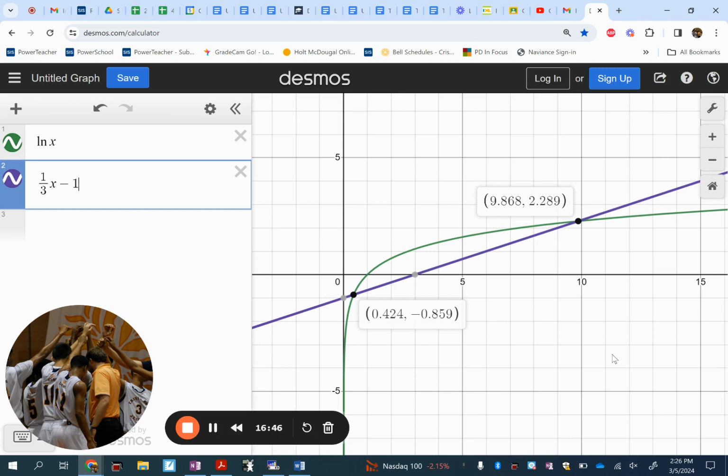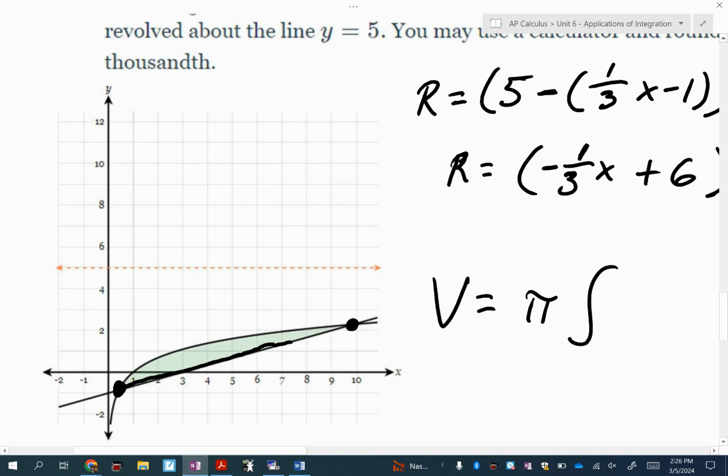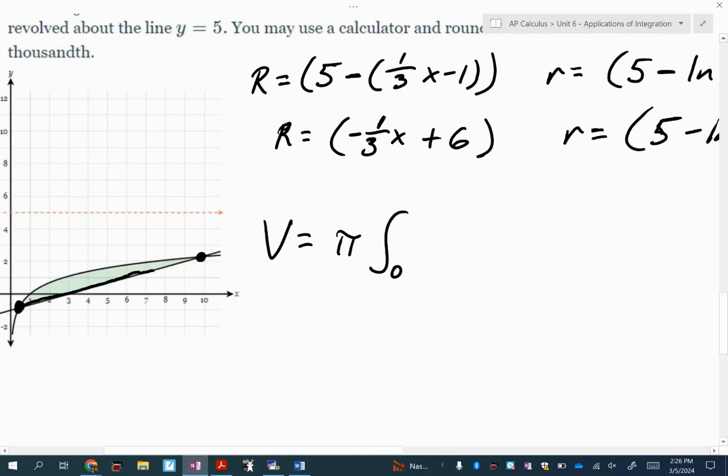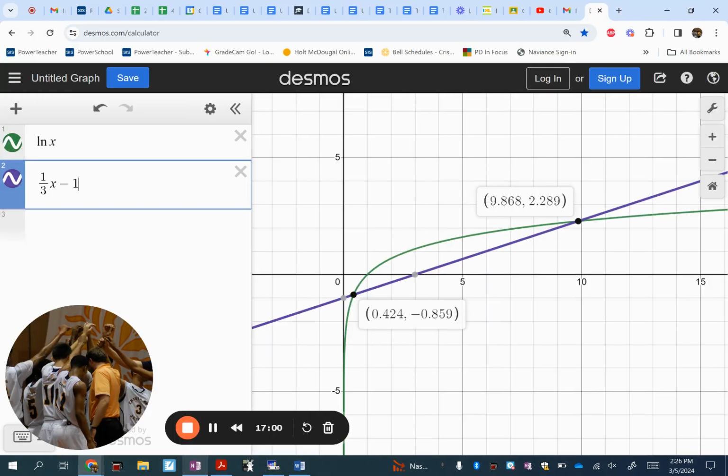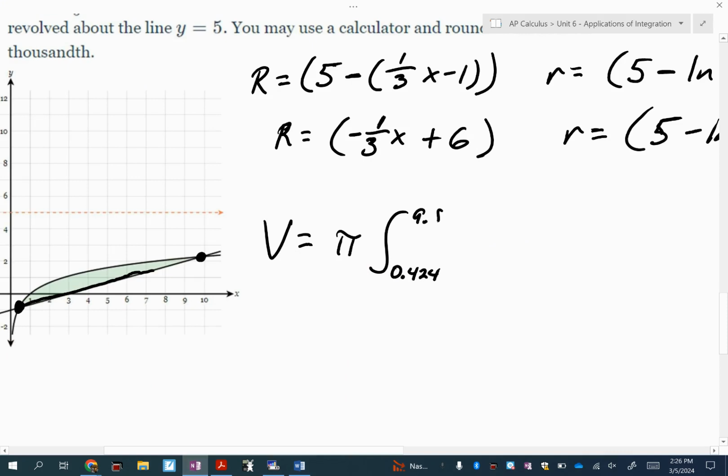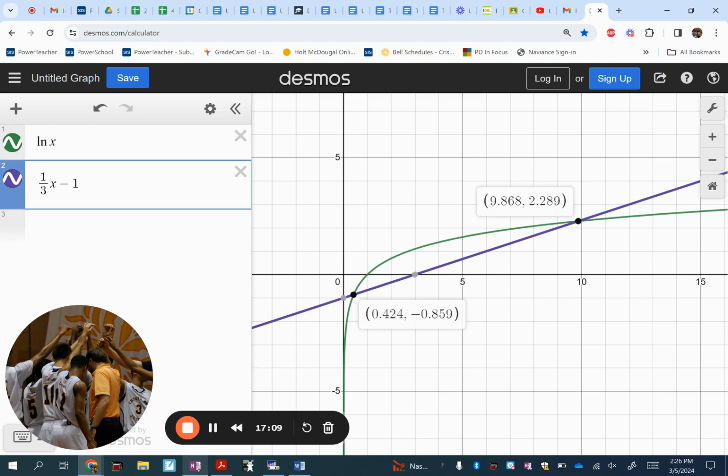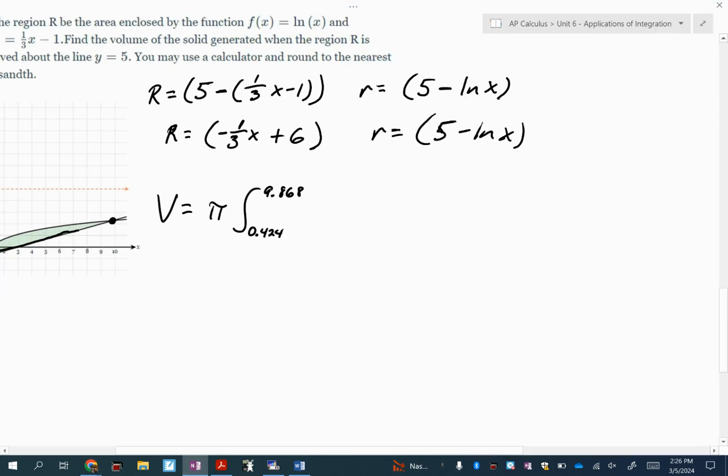Okay, do you see the x values? Come on, Alan. I know you're not asleep. The x values are, I think somebody said about 0.5. It's 0.424. And then the other x value is 9.868. So Georgie, when you said 10, you're close, but you were incorrect. All right, then I'm going to do my capital R squared, so negative 1/3 x plus 6 squared.